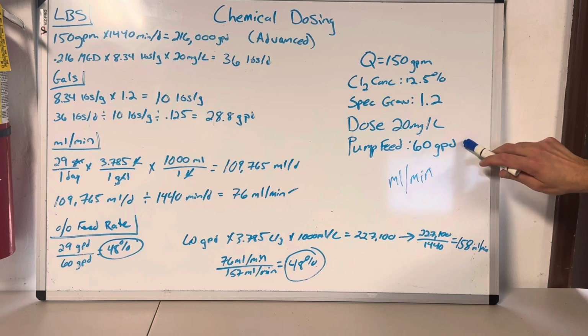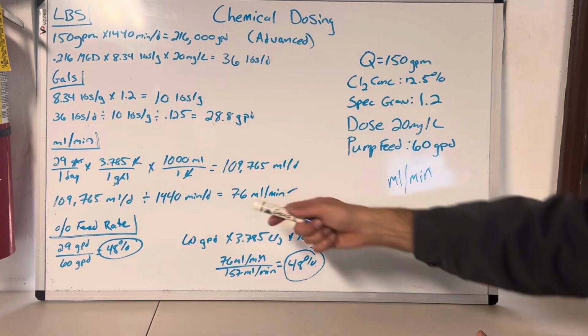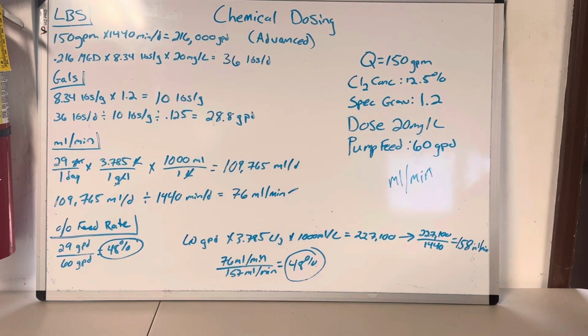20 milligrams per liter, and then we have a pump feed rate of 60 gallons per day. So what are we going to do in milliliters per minute? And I'm going to take it a step further and say, if you don't have a flow meter to dial in 76 milliliters per minute, which will be our answer, what percentage feed rate do you set that pump at? Okay, so I'll explain all that when we get to it.